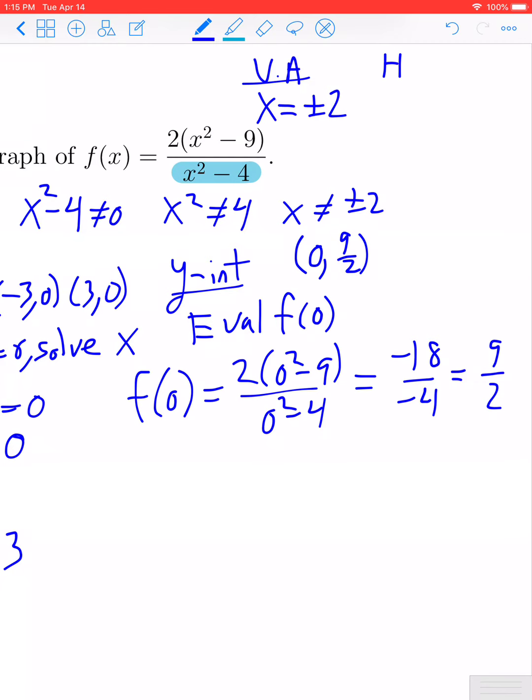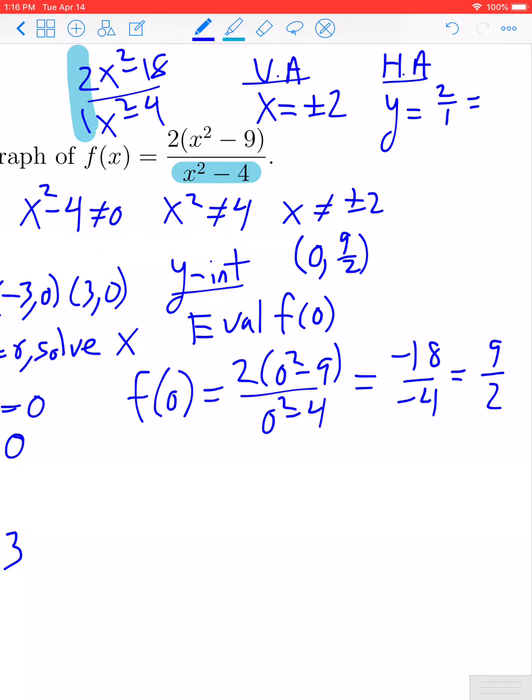For the horizontal asymptote, because it's a rational function, we can compare the highest powers of x in the numerator and denominator. Be a little bit careful because of that factorization. The numerator would really look like 2x squared minus 18. The denominator is x squared minus 4. Numerator and denominator both have the same highest power of x. So the horizontal asymptote should be y equals the ratio of those leading coefficients, which would be y equals 2.